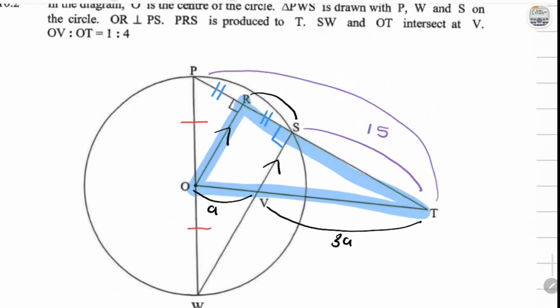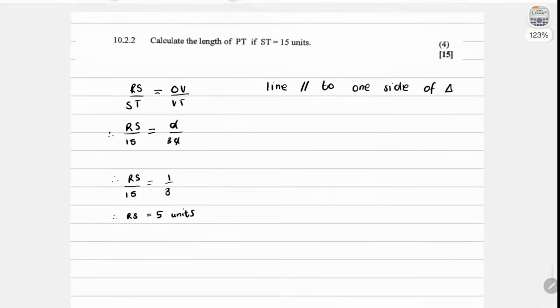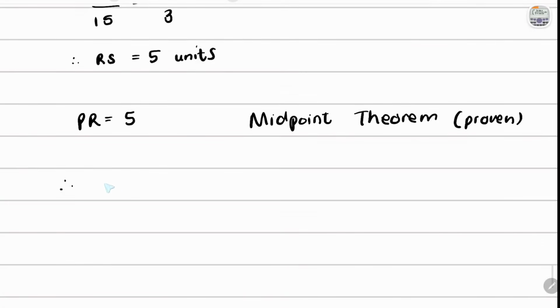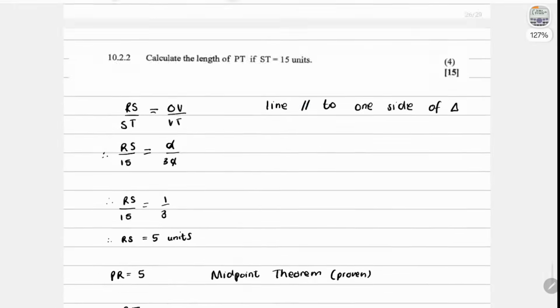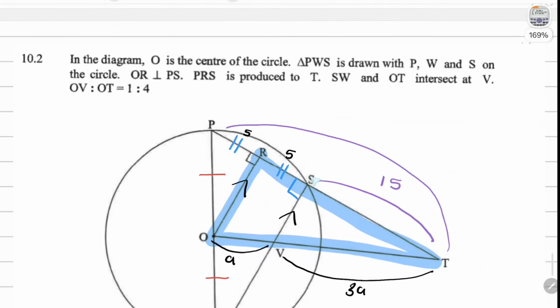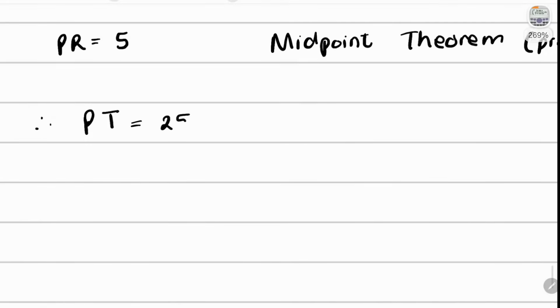Now that we know RS is 5 units, that makes PR also 5, since they're equal because of the midpoint theorem. So PR is equal to 5 units as well. You can also just remind them, midpoint theorem. And therefore we can now find the full length of PT, which they asked for. So if these are both 5, 5 and 5 and 15, the full length of PT is 25, okay? 10 plus 15. So therefore, PT is equal to 25 units. And that is our answer.